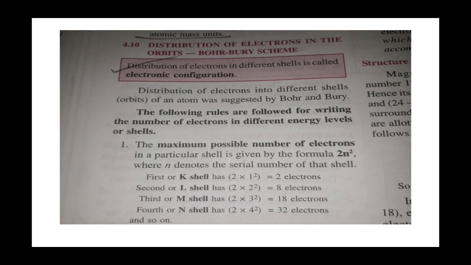It cannot be written as 2, 8, 9, because for maximum stability, any element can only acquire 8 electrons in the outermost shell.